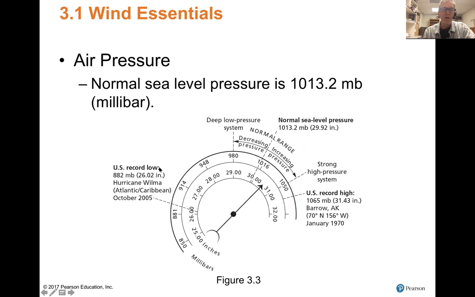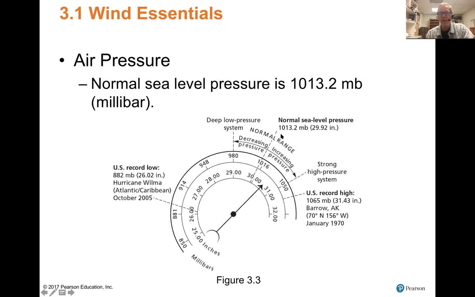The low, again, is usually going to be in a tropical storm, which we'll discuss later on in the semester. But you have warm air rising up, so you have these kind of vacuums, if you will. So the air pressure is very low there, 26.2 versus 29.92, and then 882 versus 1013. So you have this very, very wide variation of air pressure.